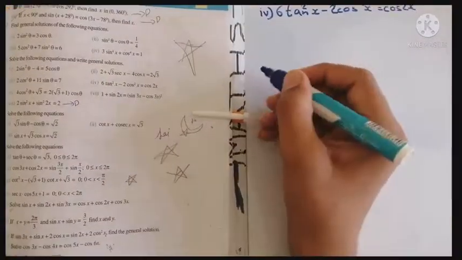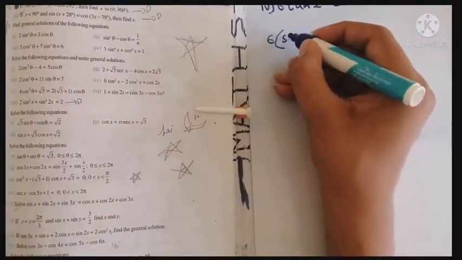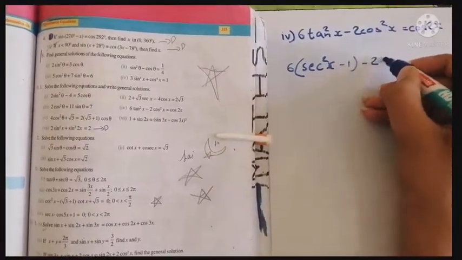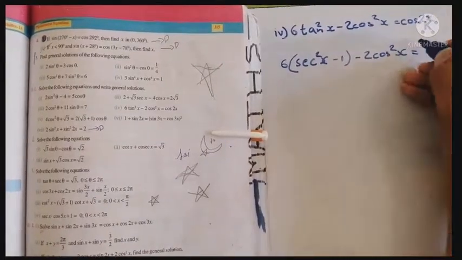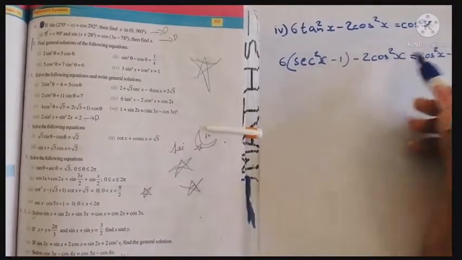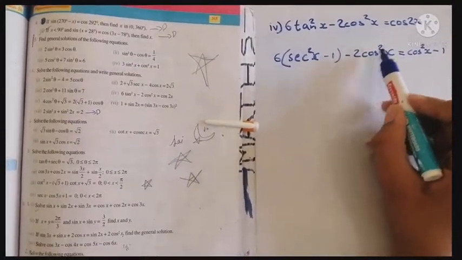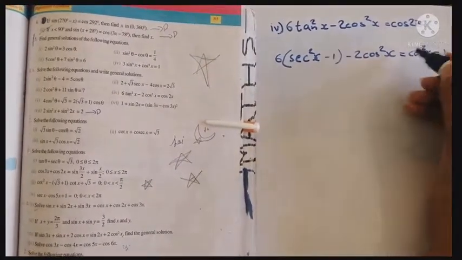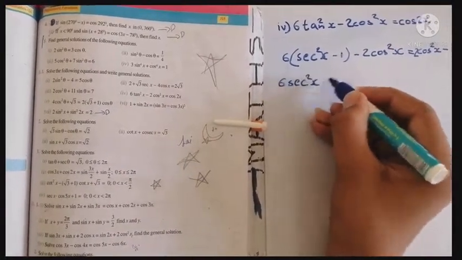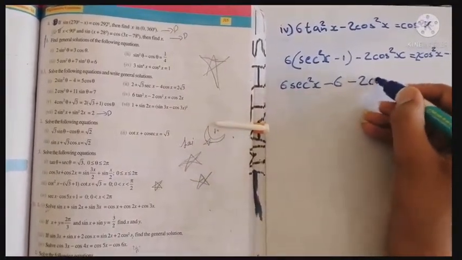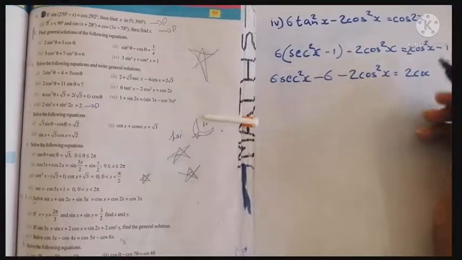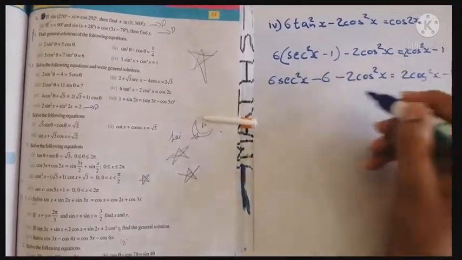So now we know tan square. Now 6 secant square x minus 1 minus 2 cos square x is equal to... we know the cos 2x formula is equal to 2 cos square x minus 1. We wrote this formula because here we can see cos square x. So now 6 secant square x minus 6 minus 2 cos square x is equal to 2 cos square x minus 1.